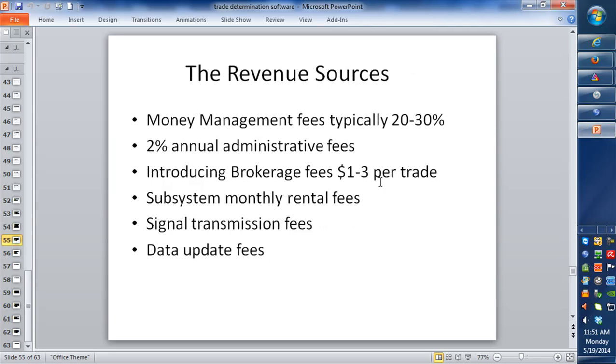Now, if you build a business using something like this as a basis, remember we haven't built the software yet, what you can do is get money management fees that are typically 20-30% of the profits. You can get annual administrative fees, and if you take it a bit further, you can work with the introducing broker and wind up getting fees of $1 to $3 per trade, which some clients might think is a conflict of interest. So you might want to temper that.